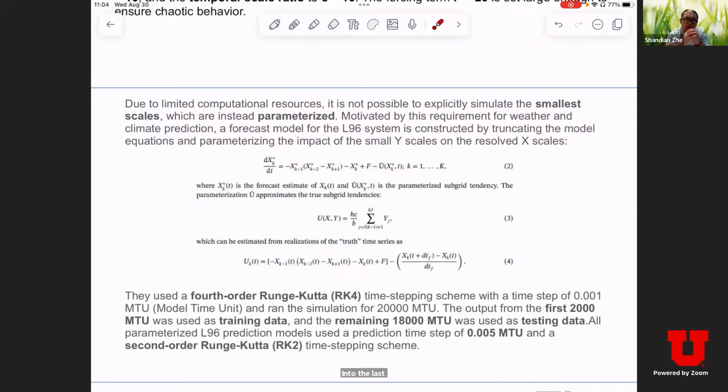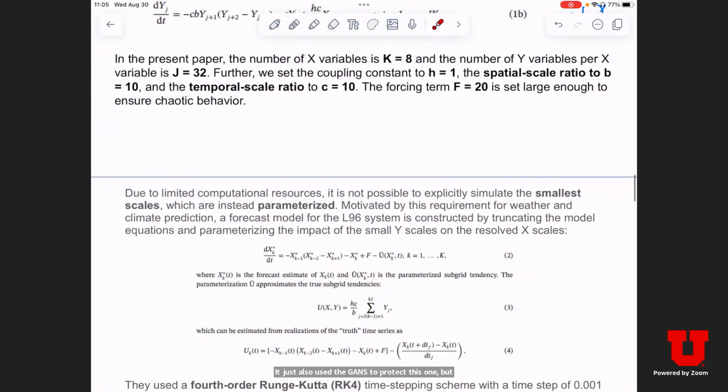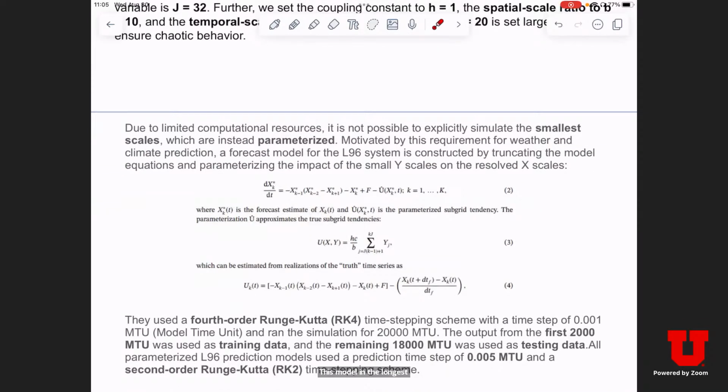So you mean this is their method? Is this how their GAN method is doing? This is not the GAN method. This is only for prediction, to predict the small scale. They also use the GANs to predict this one, but in the Lorenz 96 system model, for the prediction, the paper used this term.